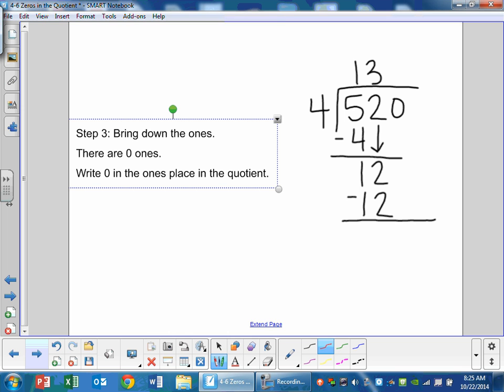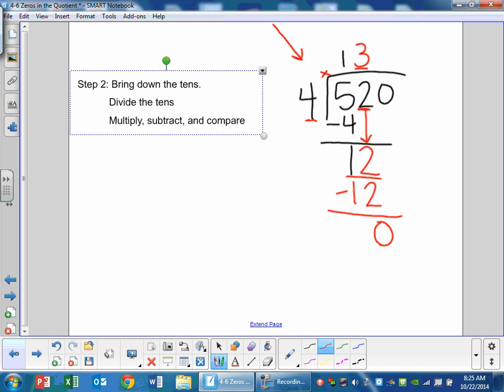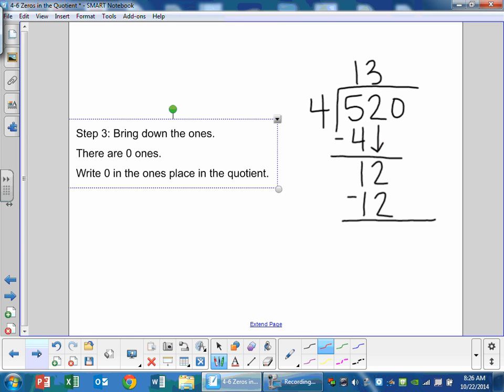And finally, we have step 3. Okay? I'm going to back it up a minute. Here's where a lot of people will stop because they got 12 minus 12 equals 0. However, I still have a 0 in that ones place. So you continue following the algorithm. So you still have to bring down the ones, even though the ones value is 0.